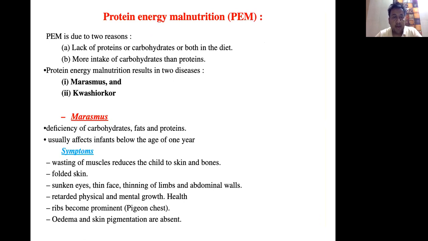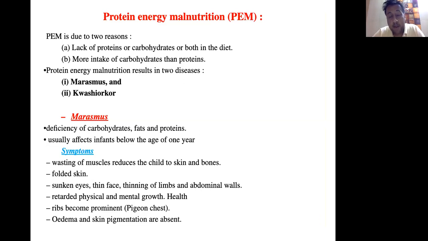Protein energy malnutrition, as the name suggests, is a deficiency of either protein or energy or both. It can be due to lack of proteins or carbohydrates or both in the diet. There can also be more intake of carbohydrate than protein. That means there is a low protein energy ratio, meaning the protein is low but the energy is more.